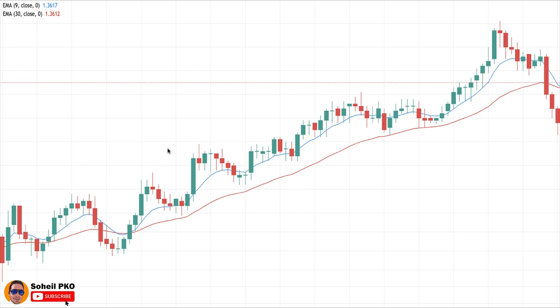As I just explained, this is a kind of trend following strategy and we want to enter in the pullbacks. So please pay attention that we don't use this strategy in flat markets and we use this strategy only when the market is trending. So the first step is to find out if the market is trending or not.